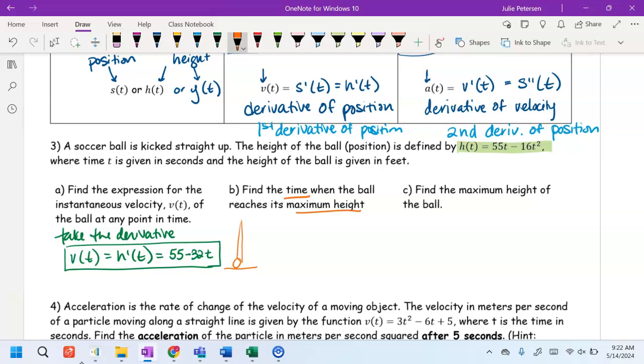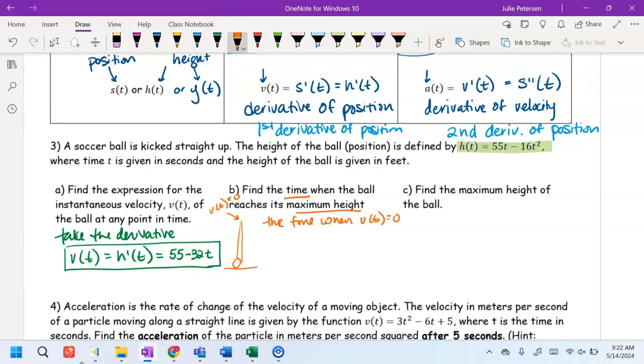The time when the ball reaches its maximum height, we're going to use the fact that at the top there, the velocity is going to equal 0. When it's moving up, it's got a velocity. When it's moving down, it's got a velocity. But right when it turns from up to down, the velocity equals 0. So we're going to find the time when v of t equals 0.